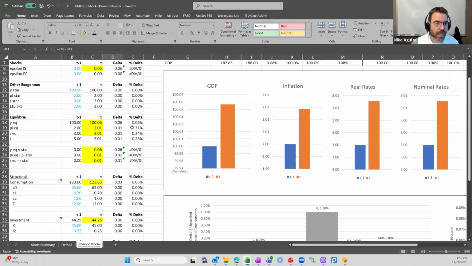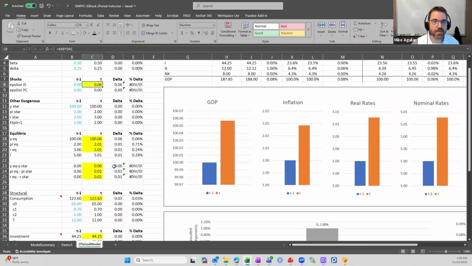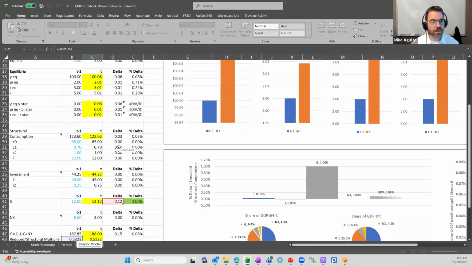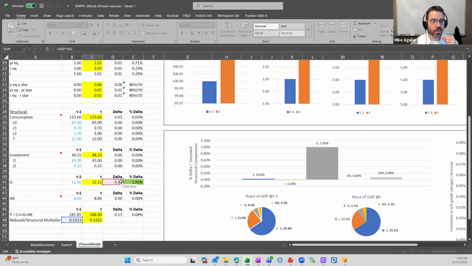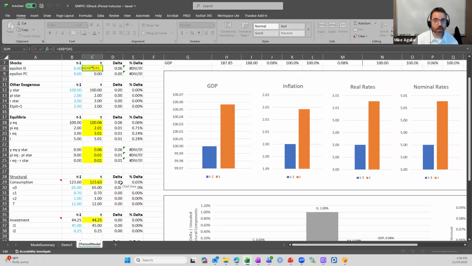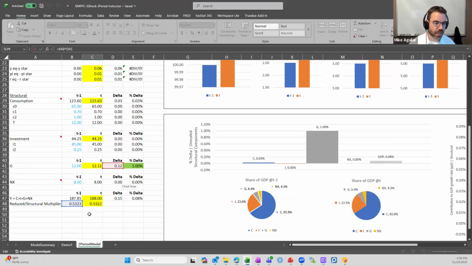Why is that helpful? Don't forget, what is this over here? Look at that. Epsilon changed. Why did epsilon change? Because it's linked to D41. So epsilon, which captures the change in government spending, is going to reflect the change in government spending. But it's not just linked to it directly. It's also connecting to B48, that reduced form structural multiplier.